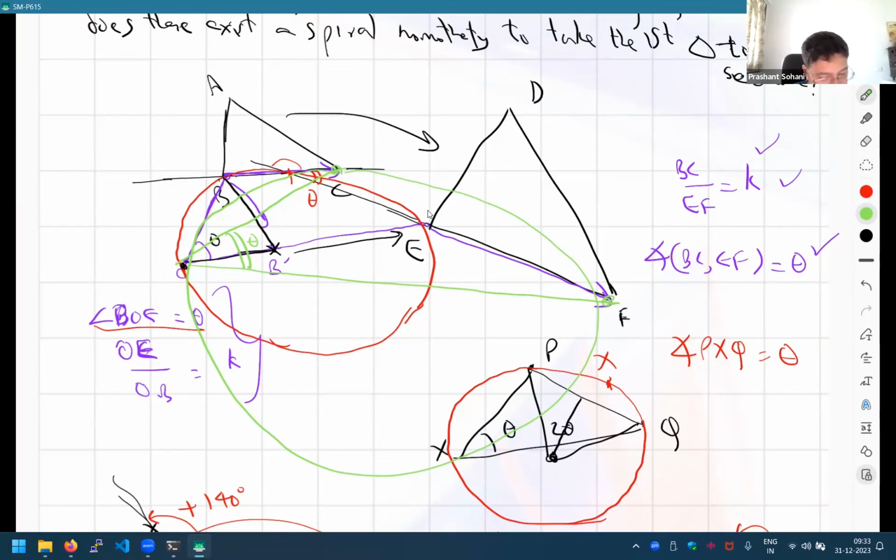Like for example, in this diagram, it seems that this point which I marked earlier will also be one point of intersection for these two circles. But that's okay. We'll get 2 points, and one of them will be the center of that homothety.